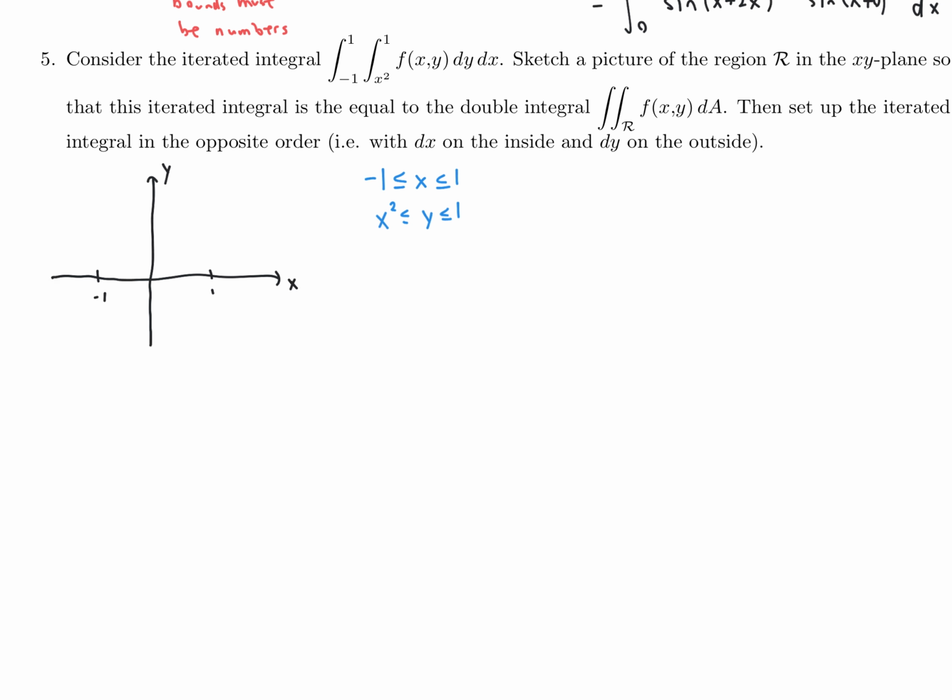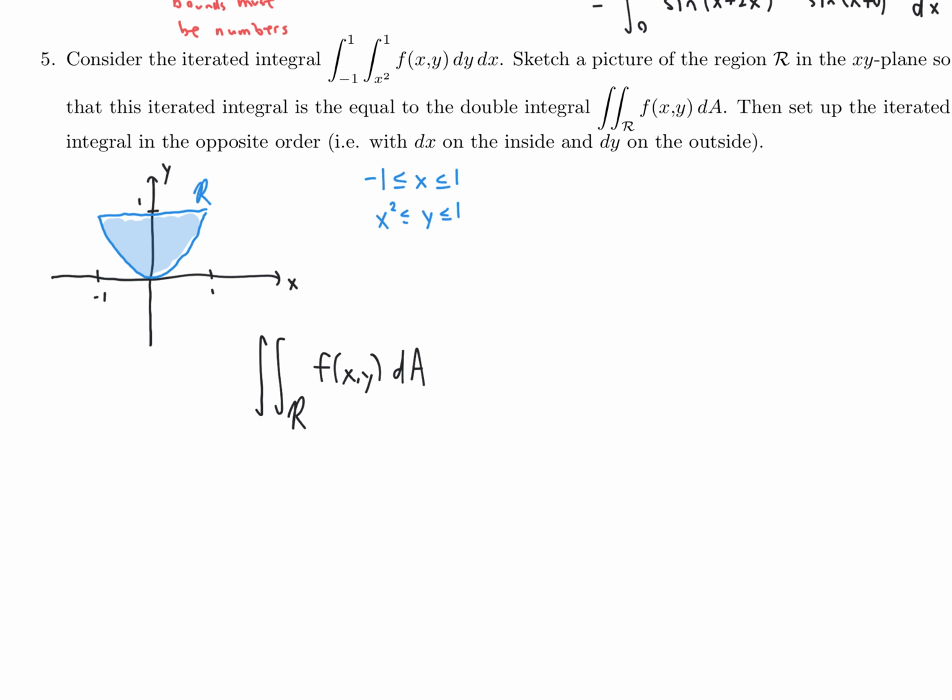Now for y, it should be bounded by x squared on the bottom. So let me draw that. That's going to be the bottom. And then 1 on the top. And so once we piece that together, we can see what our region looks like at least. And so this should be the region R that we're talking about in the plane. So now we can say that this iterated integral can be written as a double integral over this region R that I've just drawn for you.